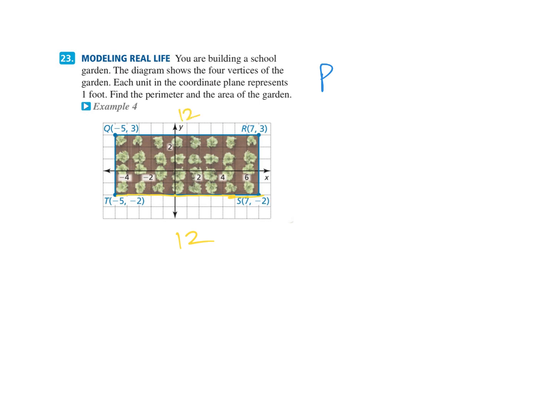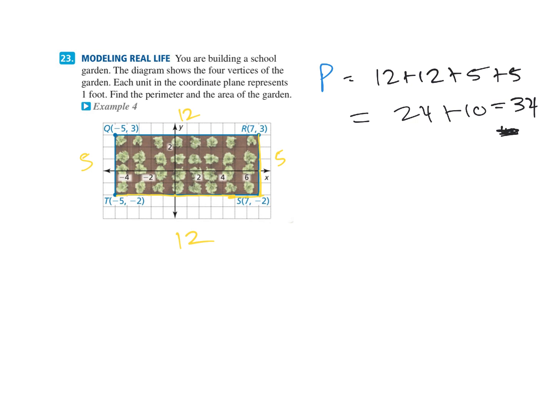It's a perfect triangle, or a rectangle. 1, 2, 3, 4, 5. And that's 5. So we have 12 plus 12 plus 5 plus 5. All right, so 24 plus 10 is equal to 34 units. And this would be feet. So let's learn this. That little apostrophe there means feet. If you have two of them, that means inches. Or you could just write FT. All right, so 34 feet. Or you're welcome to write it like that.